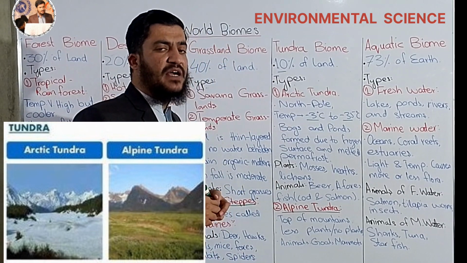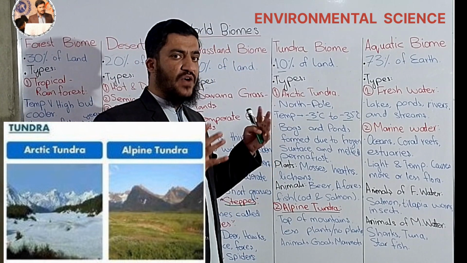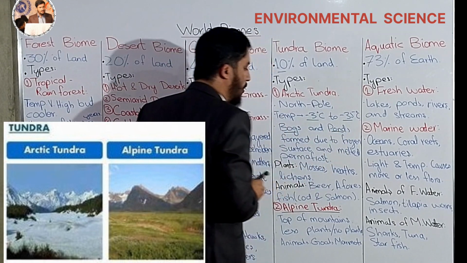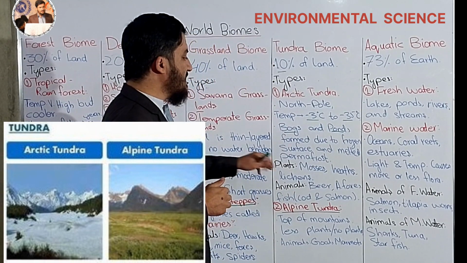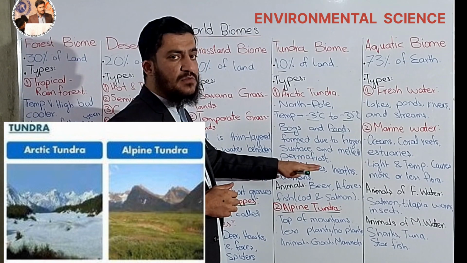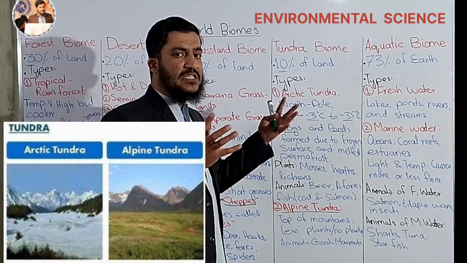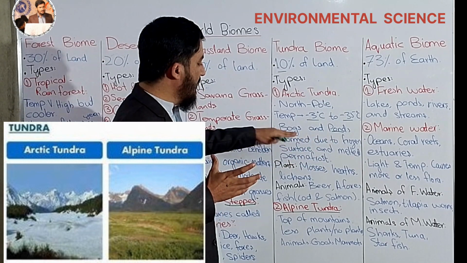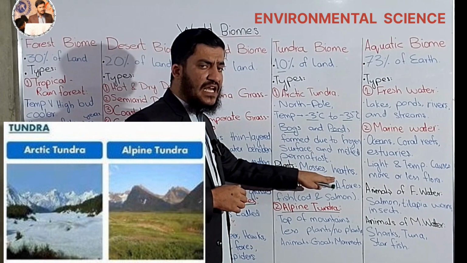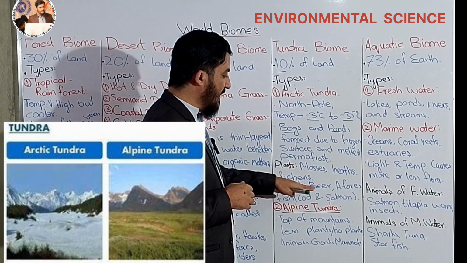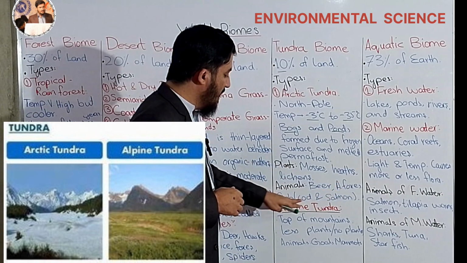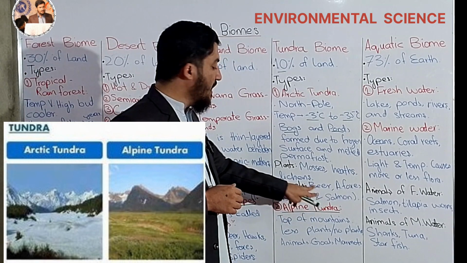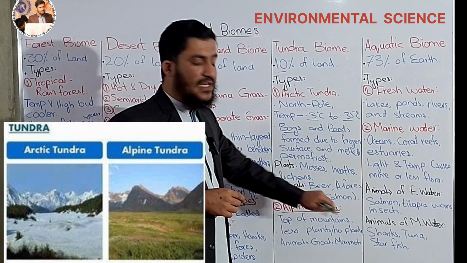So the temperature is between -3 and -35, which is very cold, so that's why ponds and bogs form. Now why do these ponds and bogs form? Just because of the frozen surface and melted permafrost. When icebergs melt in the form of permafrost, ponds and bogs occur. The plants living here are mosses, heaths, and lichens, while the animals are bears, Arctic foxes, and fish like cod and salmon. These two fish are found only in the Arctic biome, the cod and salmon.